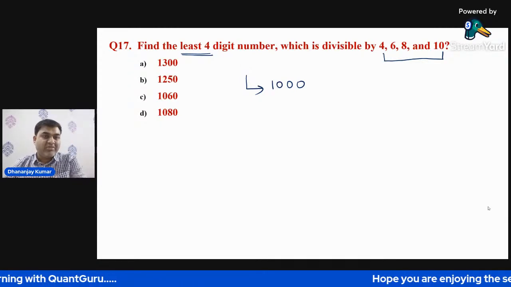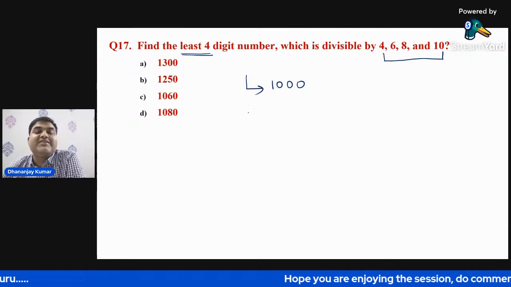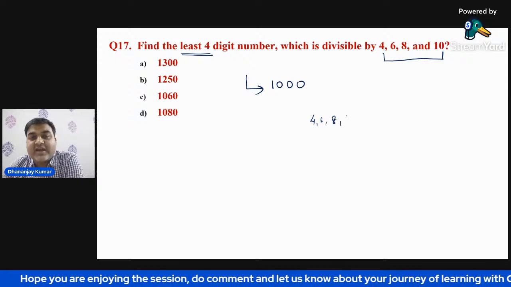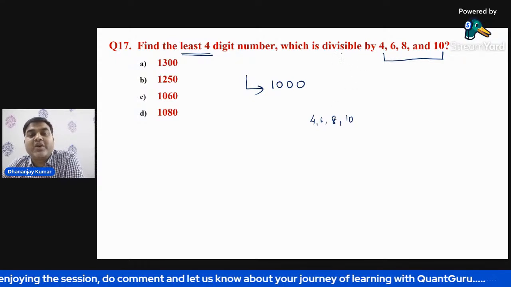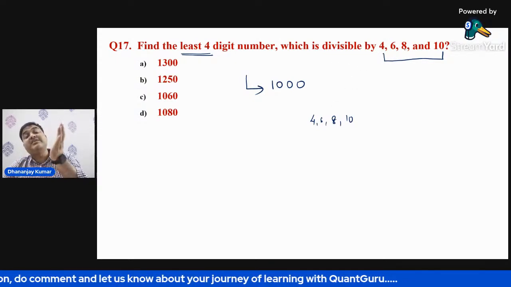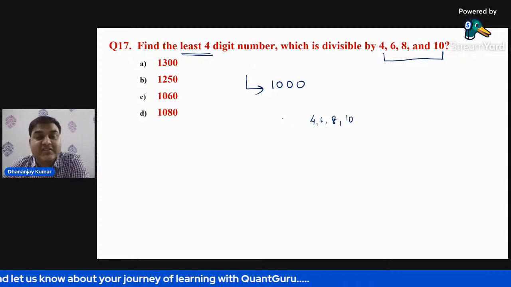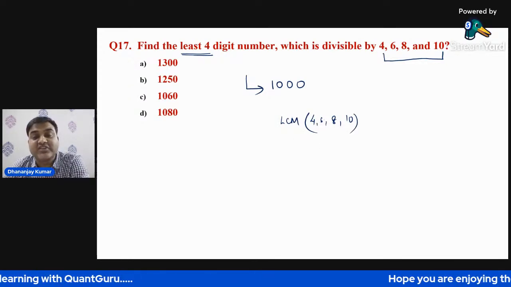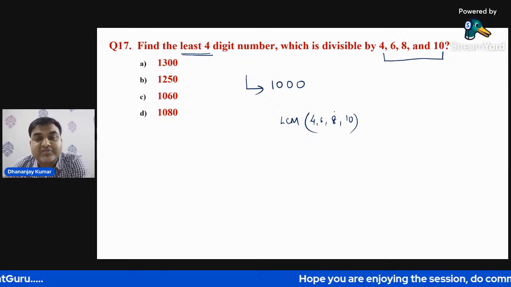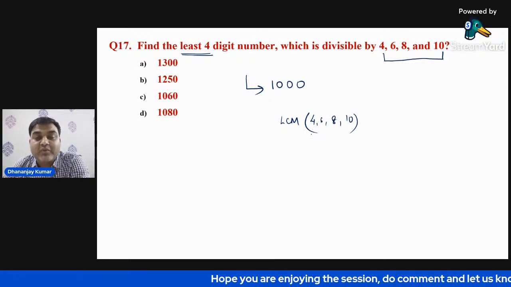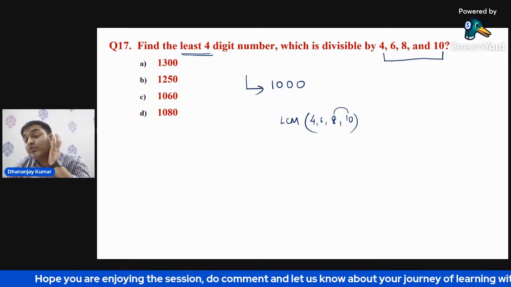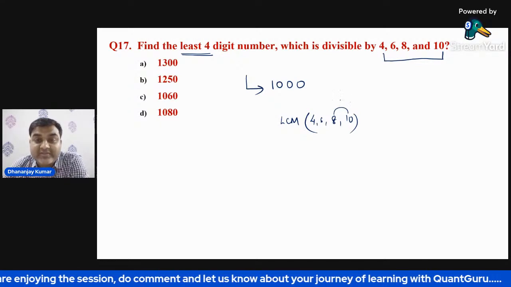Okay, what has to be found? Find the least number of four digits which is divisible by 4, 6, 8, and 10. So anyways, 4, 6, 8, 10 is dividing the number. So find the LCM of these first. No problem. First find the LCM of 4, 6, 8, and 10. How to find the LCM of the numbers? Very simple. One way is, this is going to be 8 and 10, right? So okay, 80 will be the LCM.